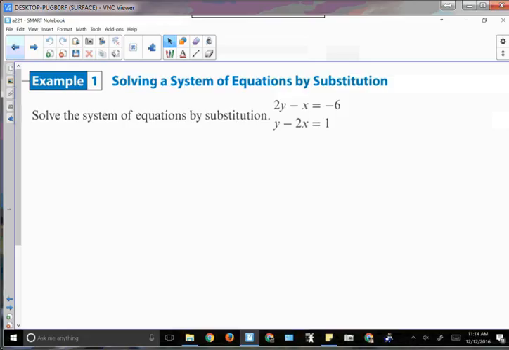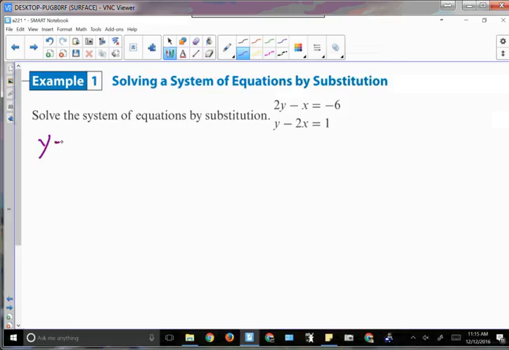So if I want to do this by substitution, I need to have a variable equal to something. Generally speaking, I want to pick on the easiest one that there is. I could solve for 2y here, I could solve for negative x here, I could solve for y here, and I could solve for the x down here. Now, the easiest thing to do here is to pick on a variable that has no coefficient and it's positive. So with that being said, I'm going to pick on this one right here.